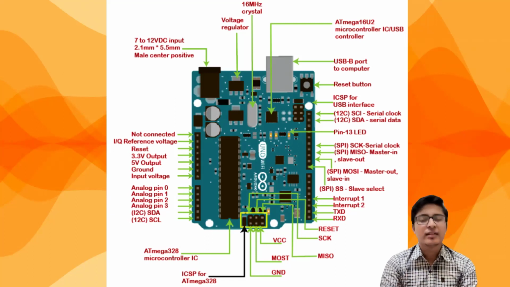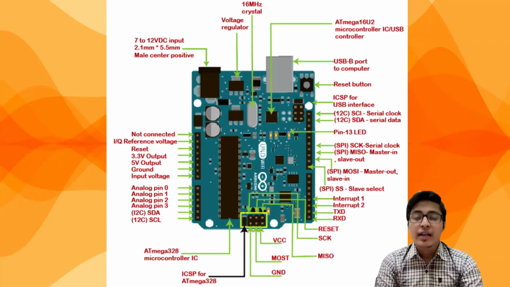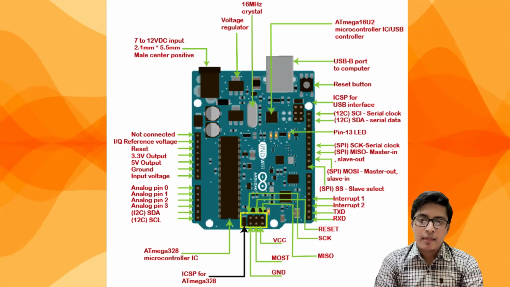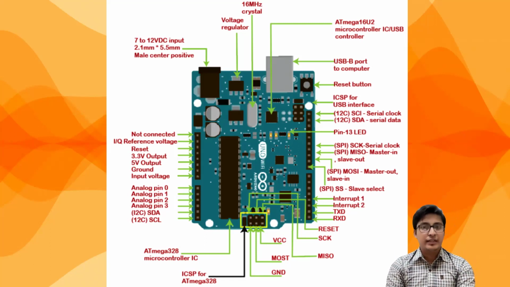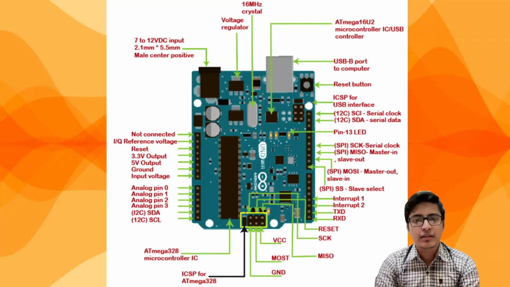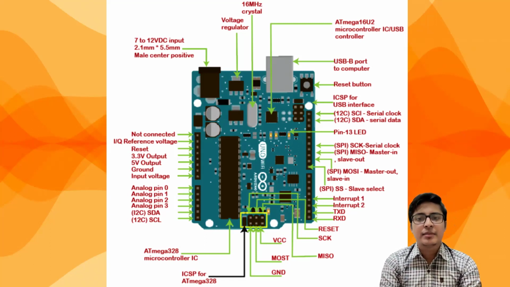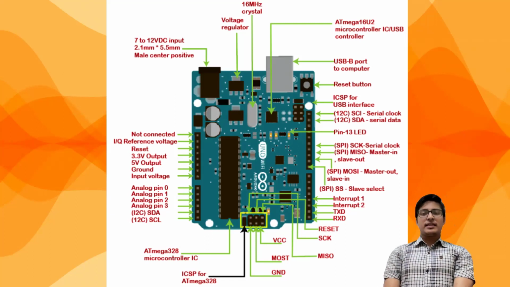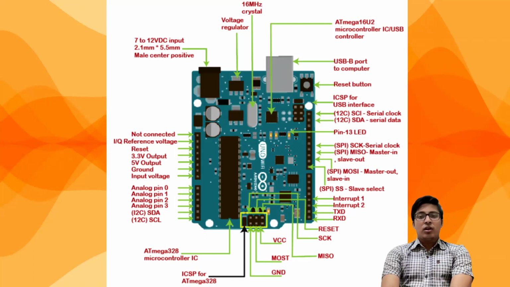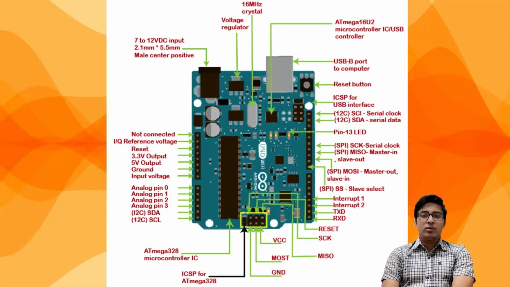Okay, so let's revise it. It's basically connected to the inbuilt LED, so it indicates the passage of voltage from there, right? SPI is there. SCK stands for serial clock. MISO stands for master in slave out.